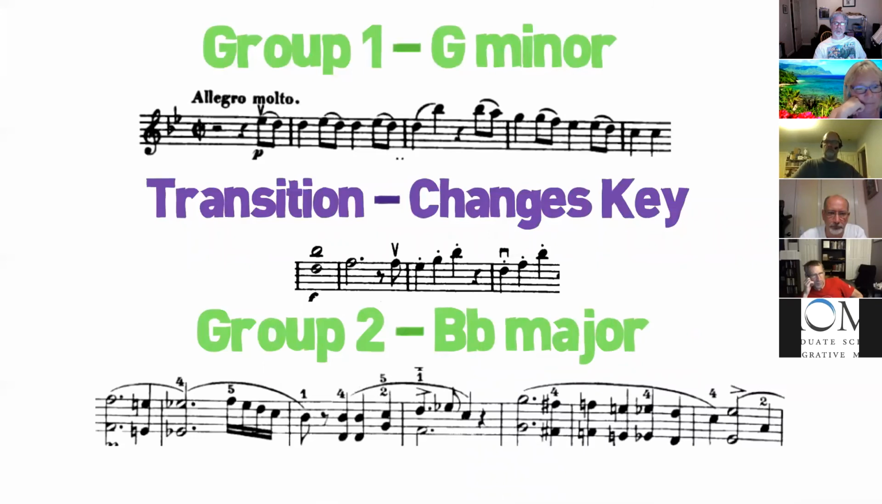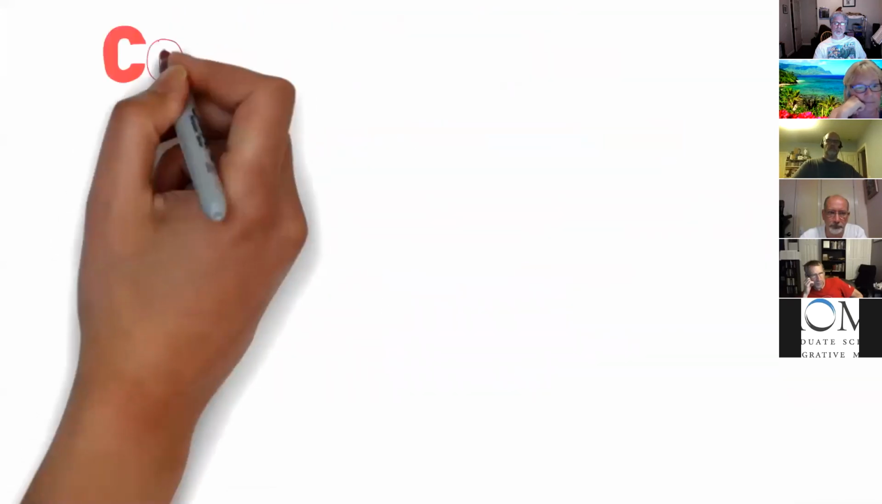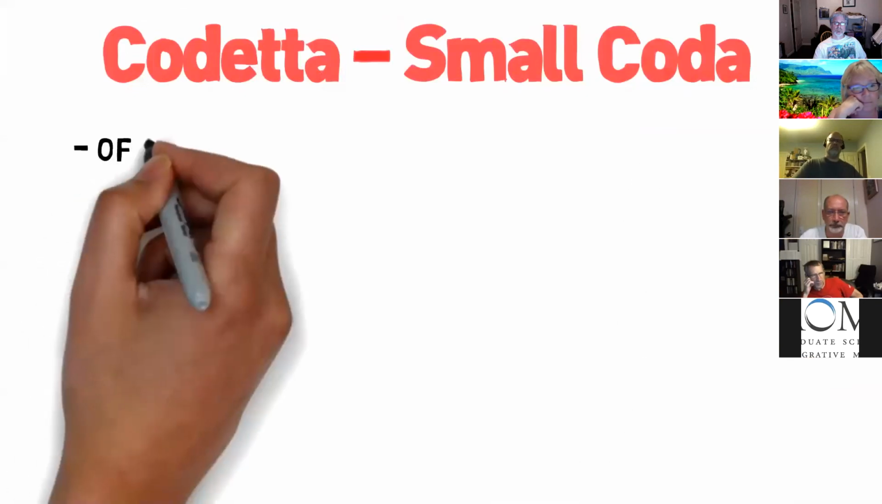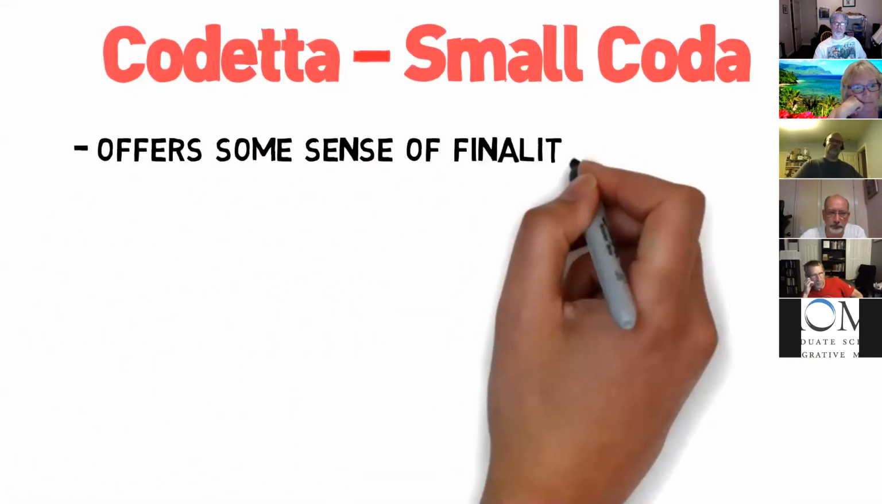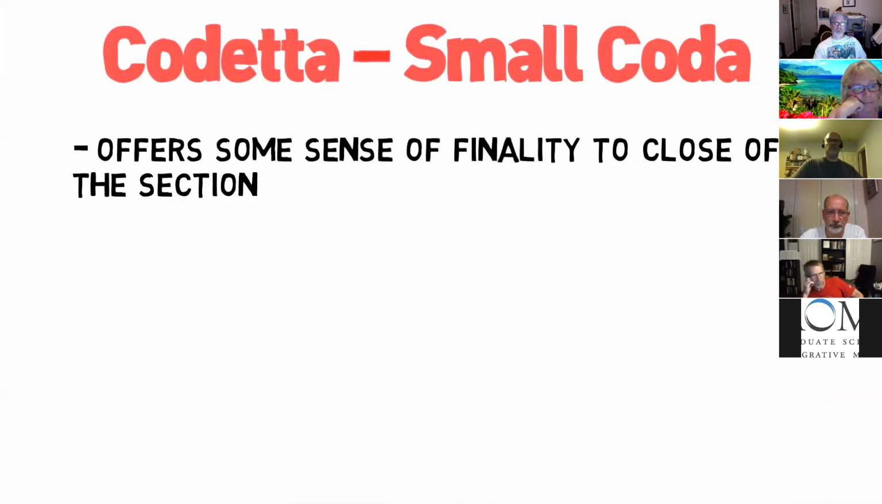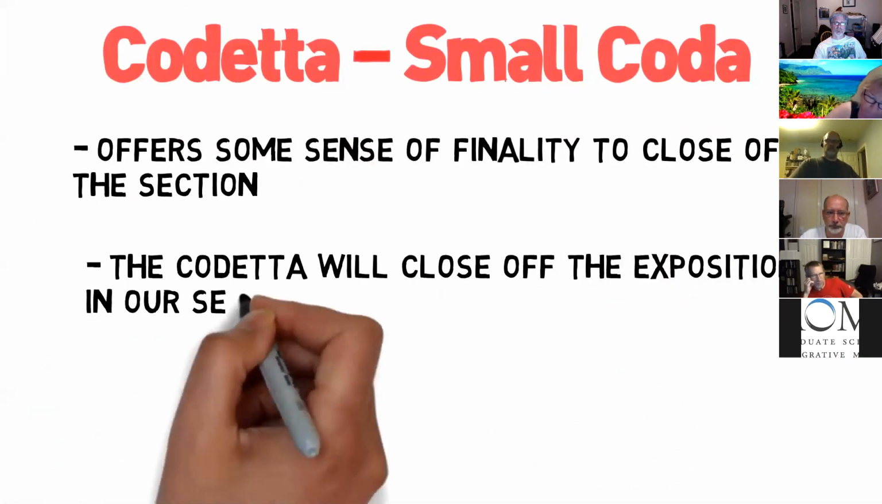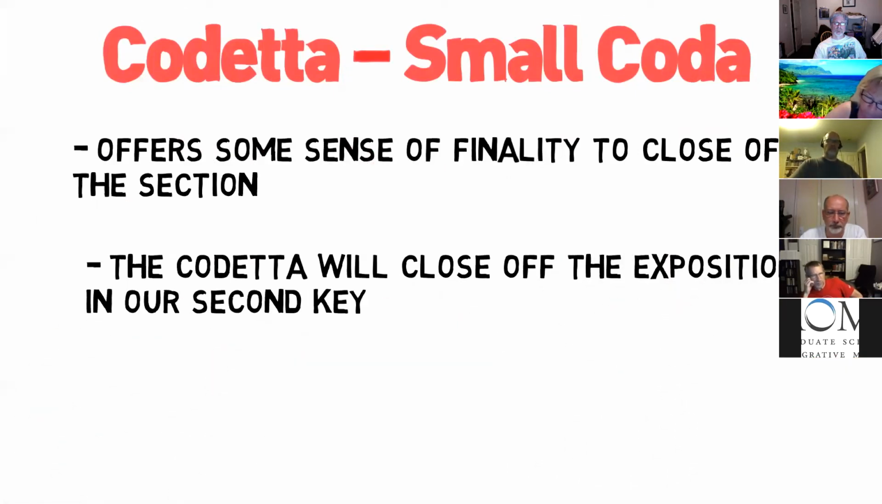And finally, the exposition will often end with a codetta. A codetta literally means a small coda, so it offers a sense of finality, but not too much finality. It only wants to close off the section, not the whole piece. And the codetta will firmly close the music in our second key. So here it closes the exposition in B flat major, but Mozart gives us a reminder of the first theme.